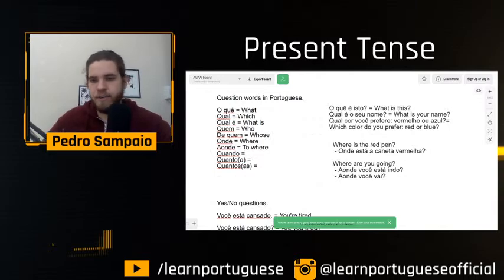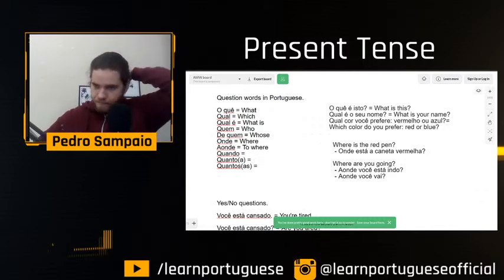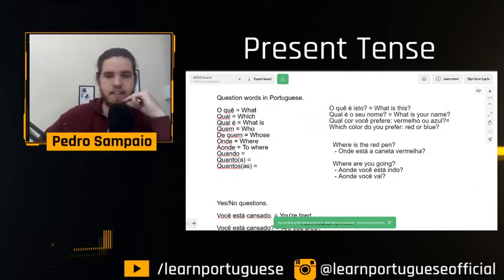So what do you guys think? This is also something that my students confuse sometimes. They generally confuse "quando" with a D and "quanto" with a T. So it's very important to not confuse those. Let's see if someone knows that.